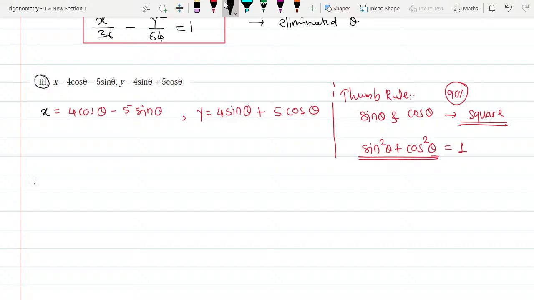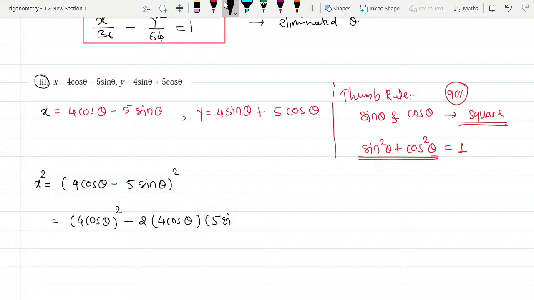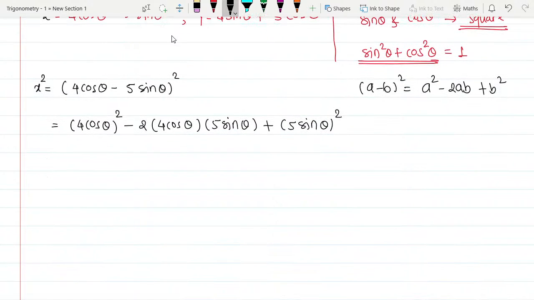So let's take x square. So what happens to x square? It is nothing but (4 cos theta minus 5 sin theta) whole square, which equals (4 cos theta) whole square minus 2 into 4 cos theta into 5 sin theta plus (5 sin theta) whole square. What I have used is (a minus b) whole square, which is nothing but a square minus 2ab plus b square. This formula I am using here. Okay, so from this what happens?